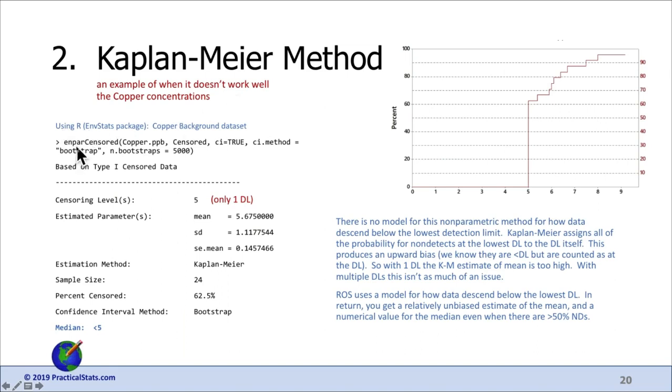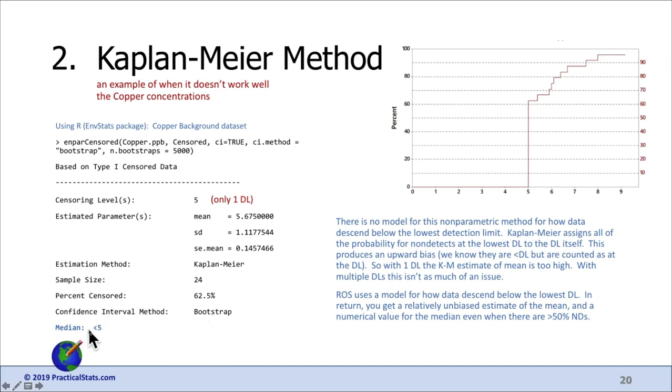And here it is in R. The piece that says NPAR means non-parametric, and it will give you back Kaplan-Meier estimates of the mean and standard deviation for this data. It tells you that it's 62.5%. If I had asked it to, it would have computed an upper confidence limit.